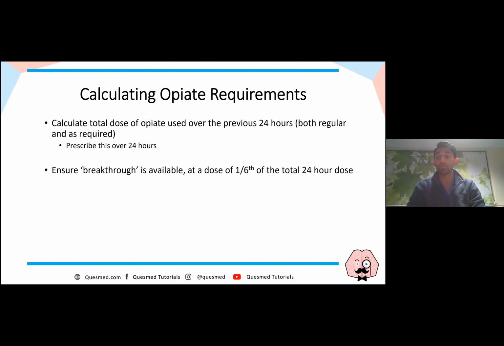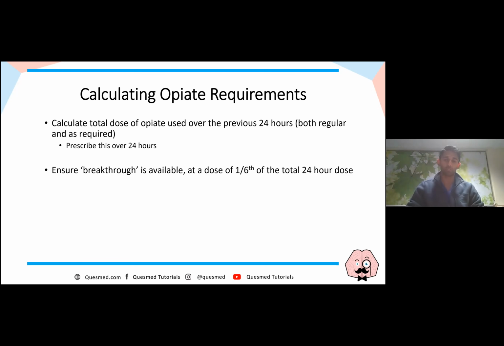And then what you do is that total is going to be the new regular dose in 24 hours. And then you give additional for the breakthrough. In general, we prescribe anywhere from 1/6 to 1/10 of the total usage as the breakthrough.